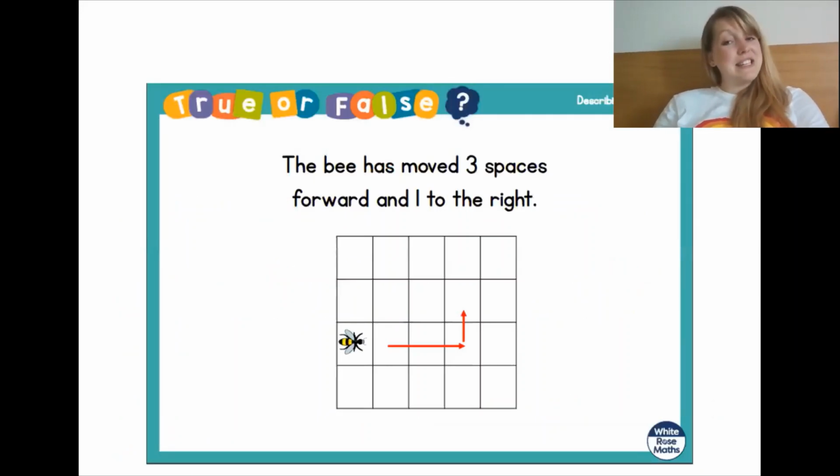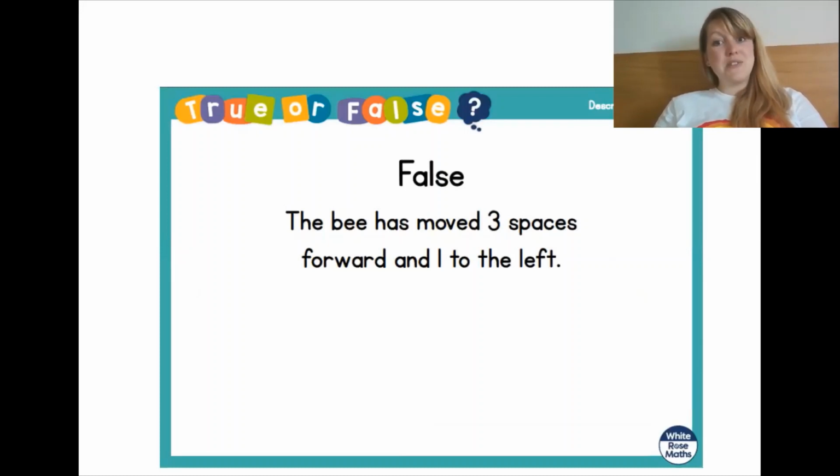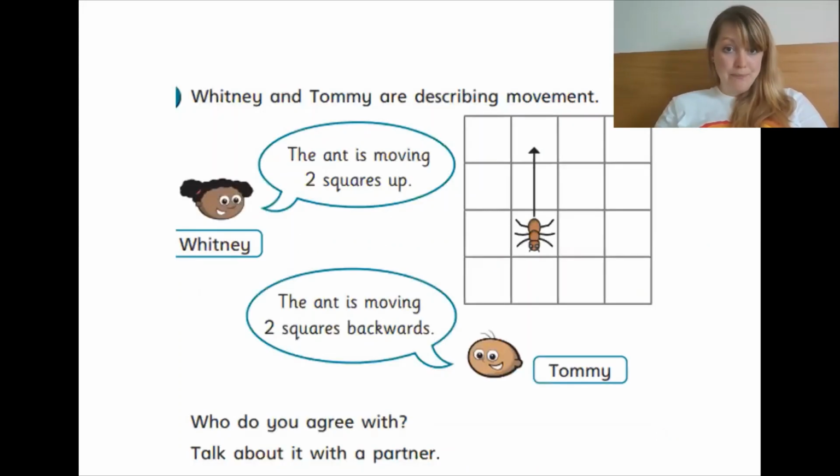So here are your extension questions. First of all, is this statement true or false? The B has moved 3 spaces forward and 1 to the right. Of course, that's false. The B moves 3 spaces forward and 1 to the left. You had to think about it from the B's point of view.